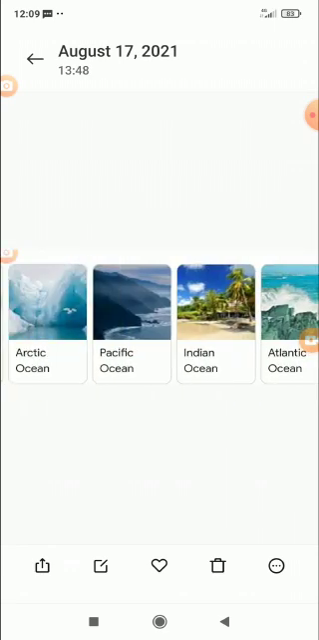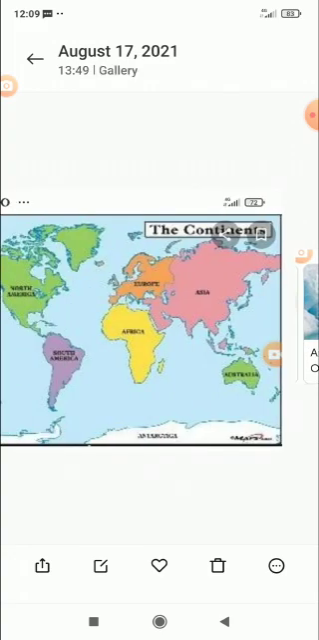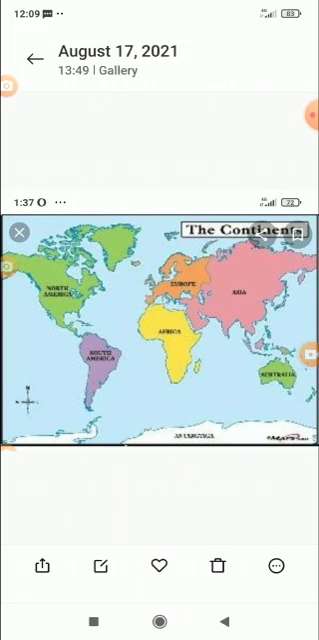First question, how many oceans in the world? Yes, 4. What are they? Arctic Ocean, Pacific Ocean, Indian Ocean, Atlantic Ocean. Good. How many continents in the world? There are 7 continents in the world. Which is the smallest continent in the world? Good, Australia. Very good.